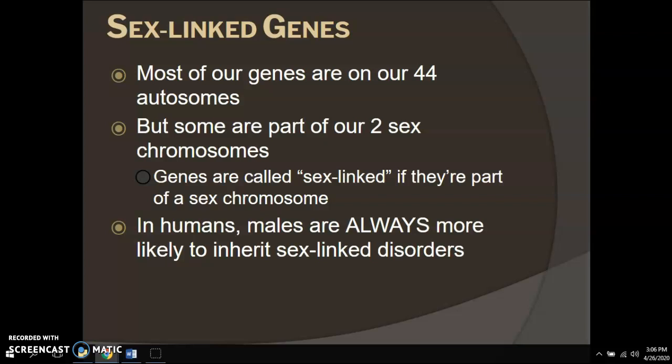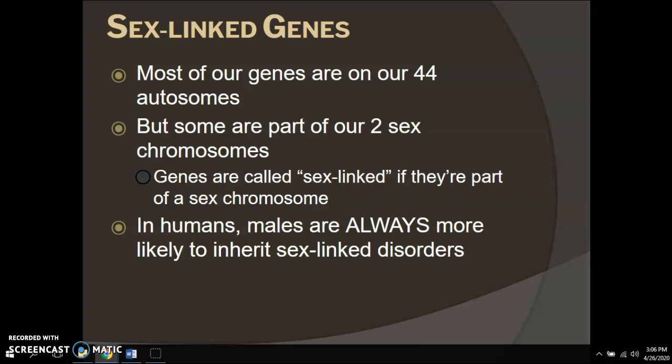And an interesting thing about sex-linked genes is that males are always more likely to inherit sex-linked disorders. It doesn't mean that a female can't have it. There are definitely females that have the sex-linked disorders, but they are far less likely to have them than males. It's that probability thing that we're talking about.